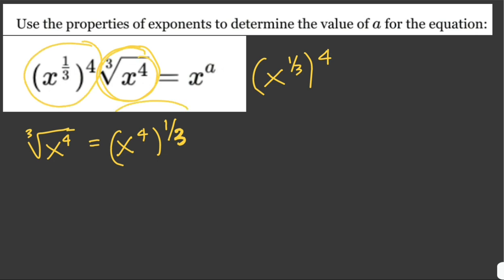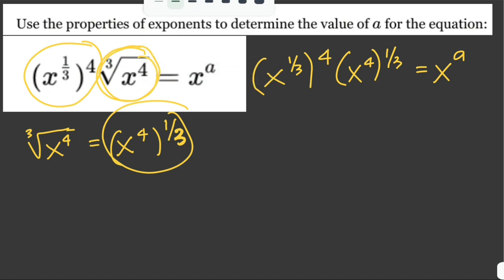which we've rewritten as x to the fourth to the 1/3 equals x to the a. And then we can simplify the exponents. We can apply the power to power rule here. We just multiply the exponents. So this is x to the 1/3 times 4.